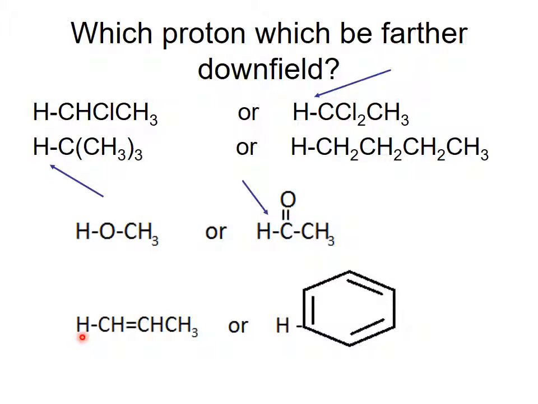If I look at this, the vinyl hydrogen has a pi system on it, which deshields the proton. This hydrogen has an aromatic ring on it, which deshields the protons. But aromatic rings are much stronger deshielders, so what happens is that the aromatic ring gives you a more downfield shift.